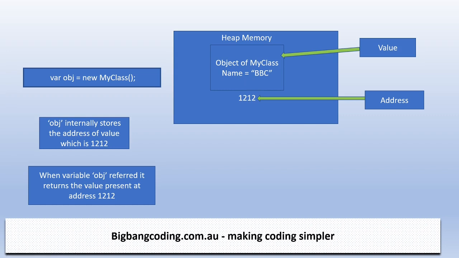So when we say 1212, what is it pointing to? It is pointing to the memory object, the whole object. It is not pointing to any specific property of that. This is what I have tried to state here: obj internally stores the address of the value, which is 1212 here, and when the variable obj is referred to, it returns the value present at the address 1212, which is the object itself.